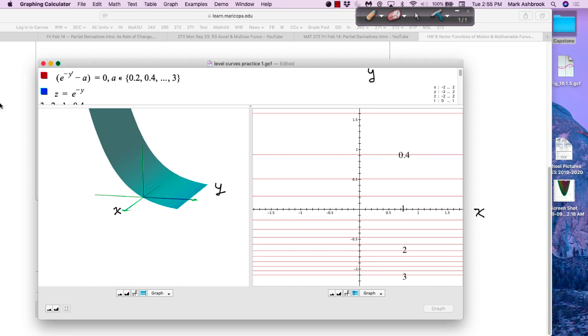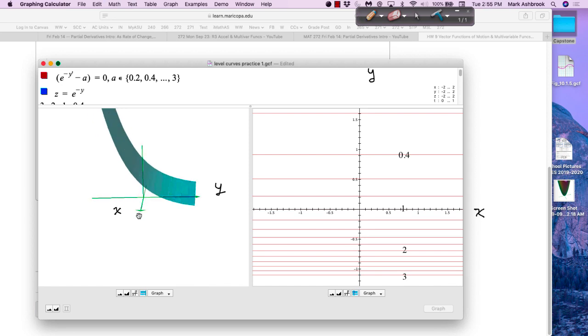So the point of this discussion is that those red lines are a complete representation of that surface and that function, right? It's a fourth way we can represent it, with a contour plot in the xy plane. That's a full representation of this surface, i.e. z equals e to the minus y.